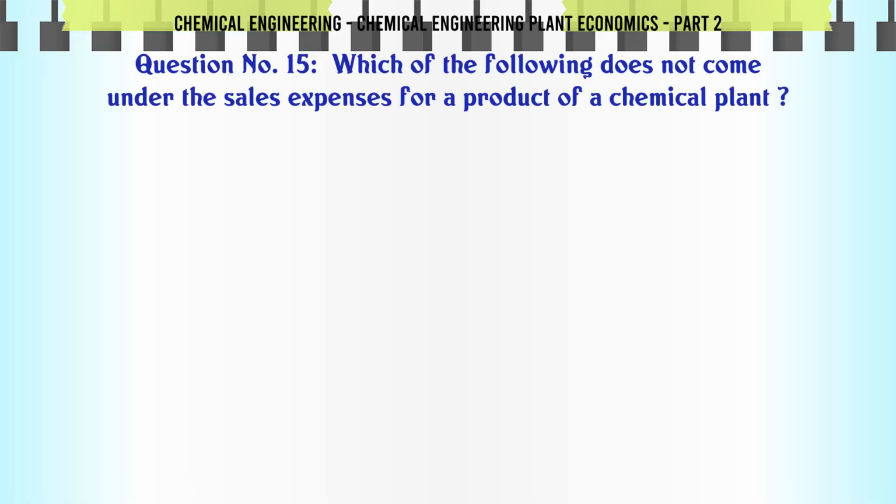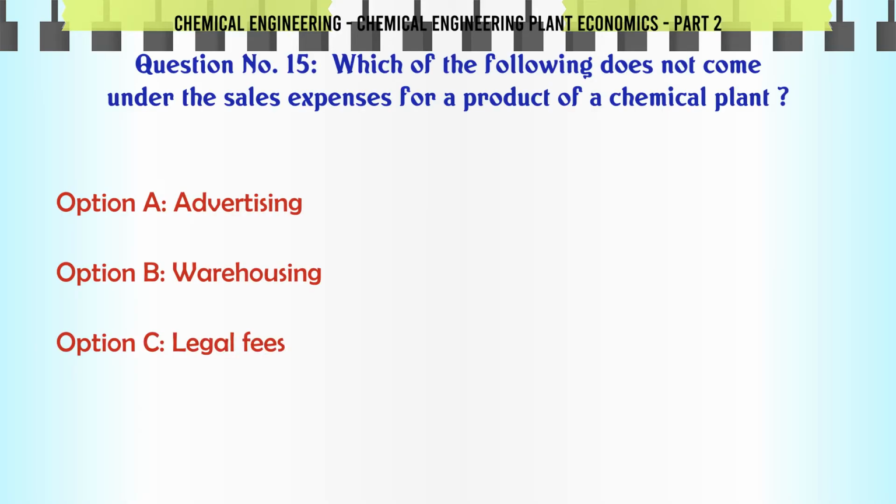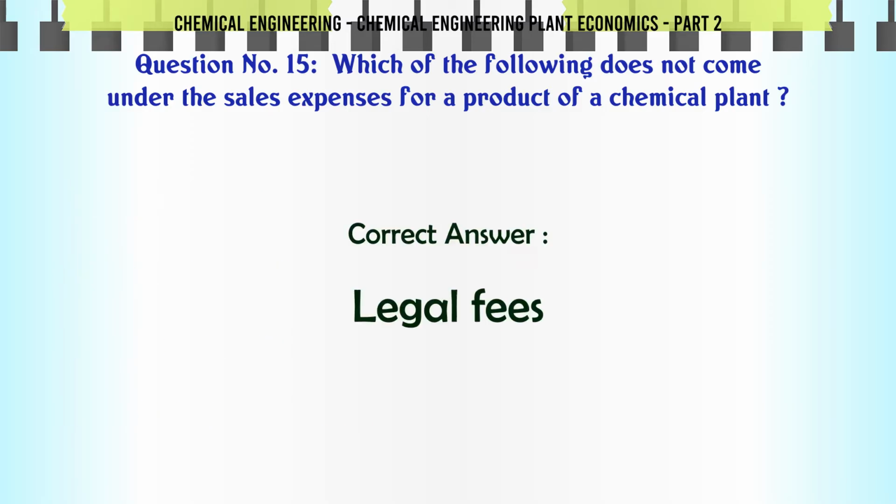Which of the following does not come under the sales expenses for a product of a chemical plant? A. Advertising. B. Warehousing. C. Legal fees. D. Customer service. The correct answer is legal fees.